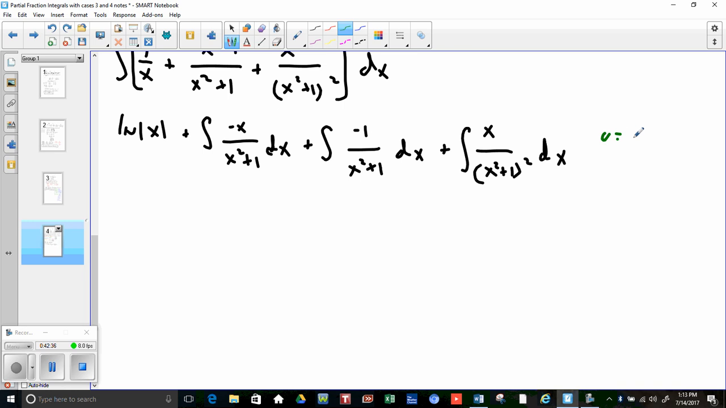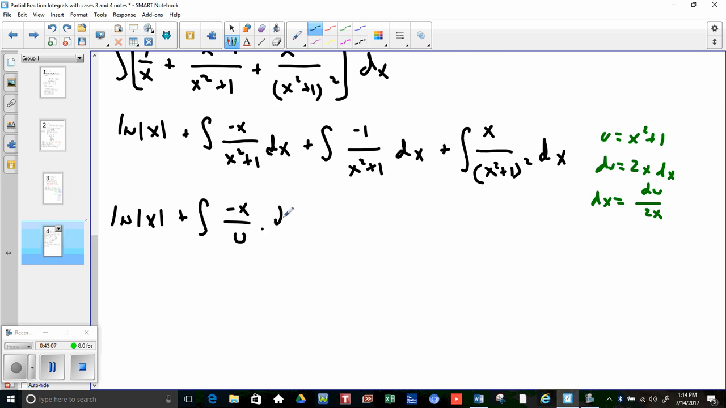So u is going to have to be x squared plus 1. du is 2x dx, making dx du over 2x. So let's go ahead and take care of both of these at the same time. That should work out really nicely. All right. So natural log absolute value of x plus this one right here is going to be the integral of -x over u times du over 2x.